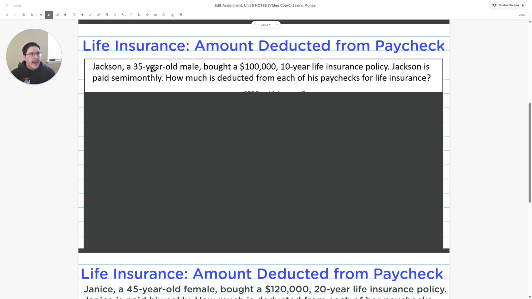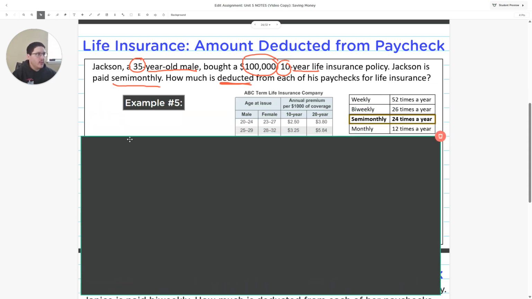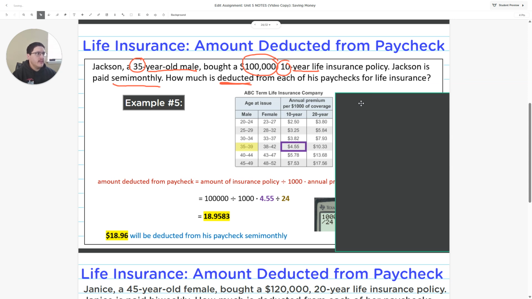Jackson, a 35-year-old male, bought a $100,000 10-year life insurance policy. Jackson is paid semi-monthly. How much is deducted for each of his paychecks for life insurance? So how do we figure this out? Well, first thing we could do is look on the chart to see what his policy will be per $1,000 of coverage.